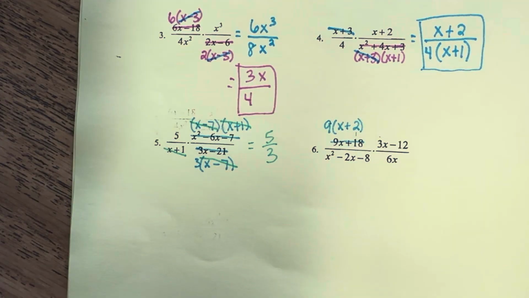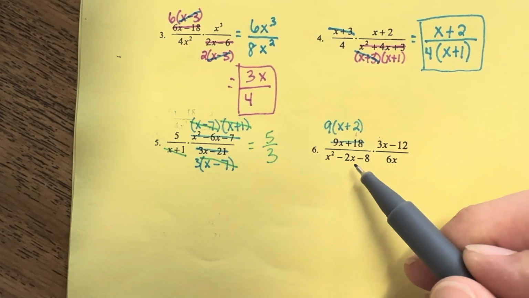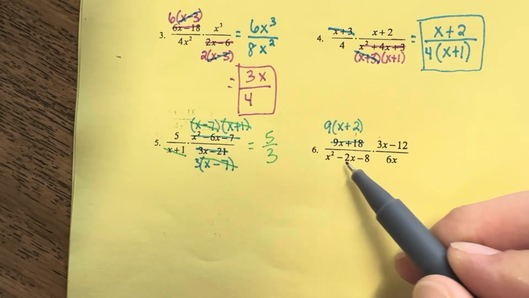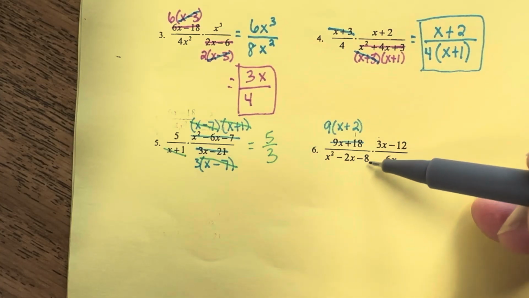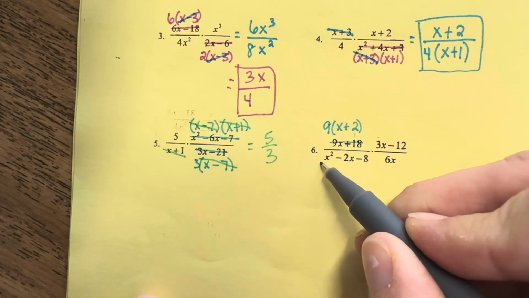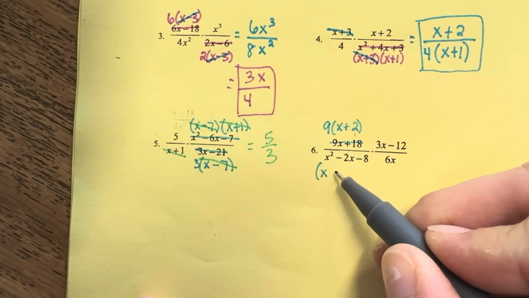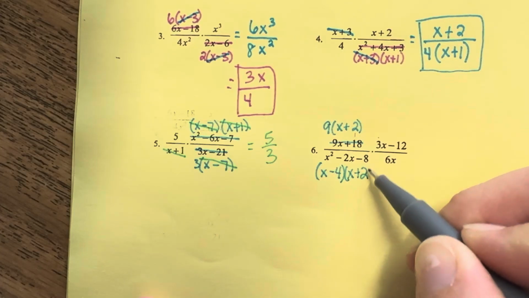So then down here, we've got x squared minus 2x minus 8. That is a trinomial. There's 3 terms. So again, x game, multiplies to be -8, adds to be -2, or put it in Desmos and do the opposite. Either way, you're going to have x minus 4, x plus 2.